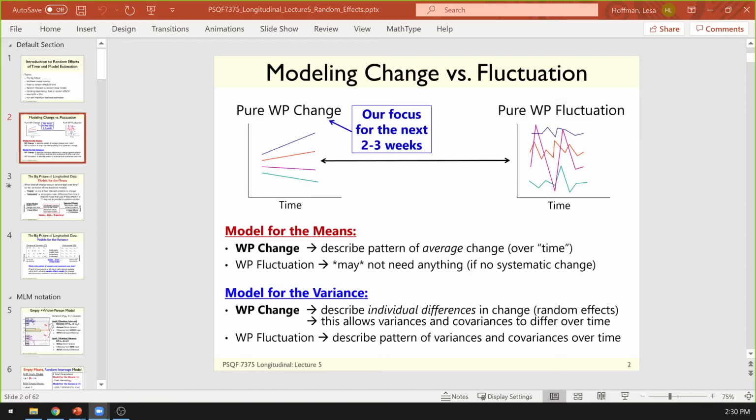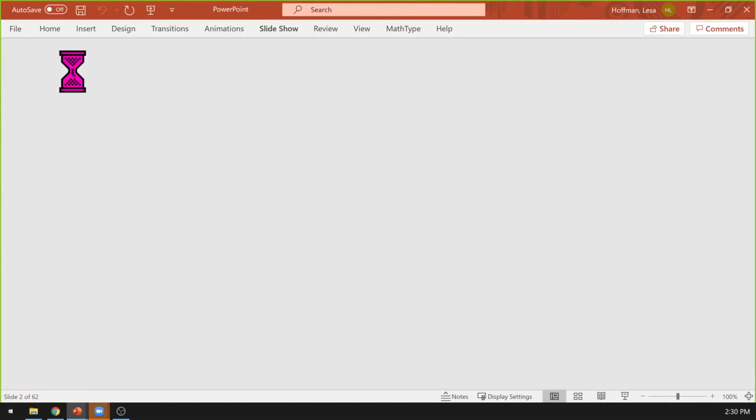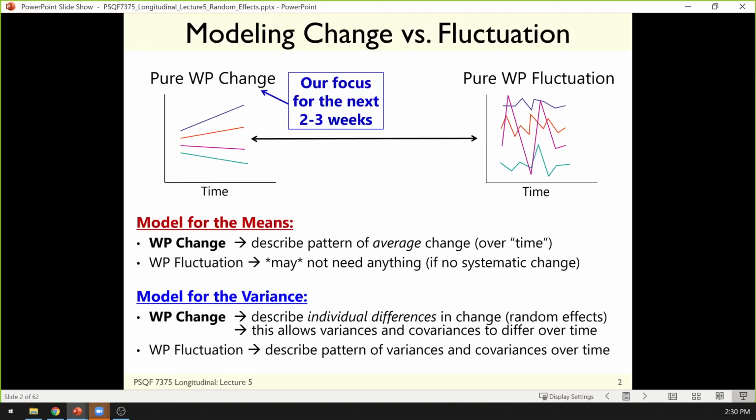All right, so modeling change versus fluctuation. Oh, I can do it up here. My mouse is working up here. From current slide. Yay! I win. I win, technology. Take that.